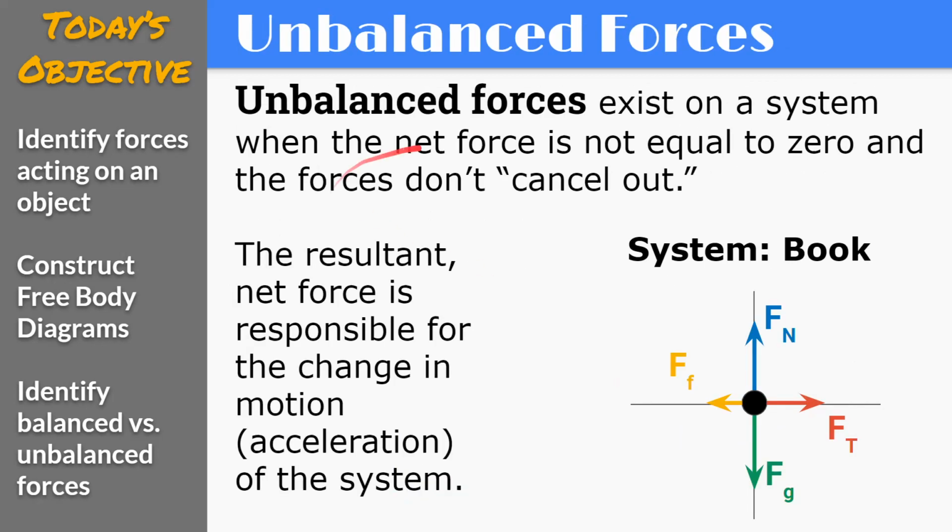Okay, so unbalanced forces. We just talked about what balanced forces look like. Unbalanced forces will exist on a system when the net force is not equal to 0 and the forces don't cancel out. The resultant net force is responsible for a change in motion or acceleration of the system. Again, Newton's first law stated an object at rest will remain at rest, and an object in motion will remain in motion with a constant velocity unless acted on by an outside unbalanced force. So when this happens, when you have unbalanced forces, objects are going to accelerate. They're not going to stay at rest.